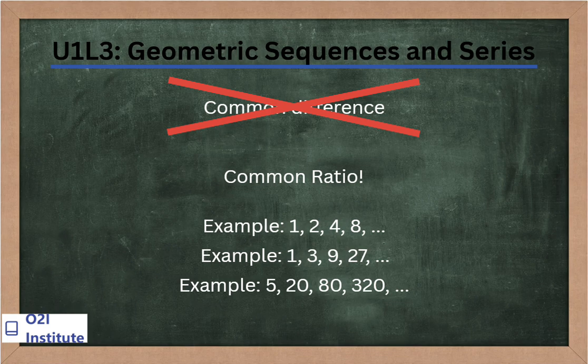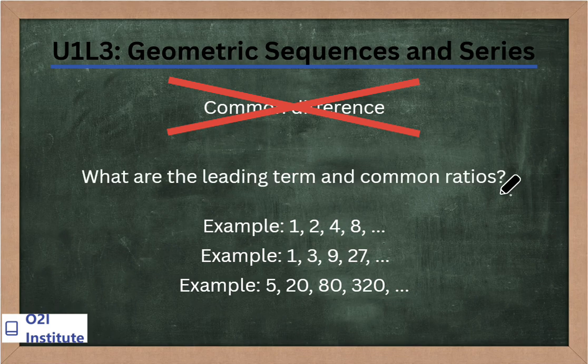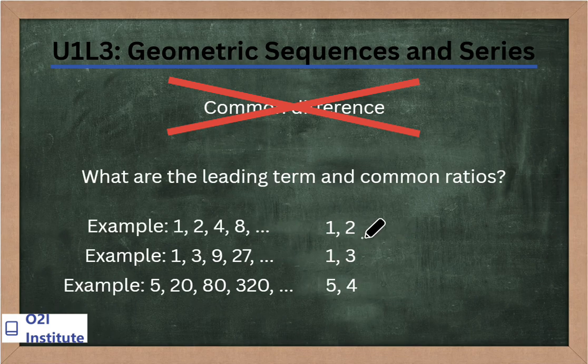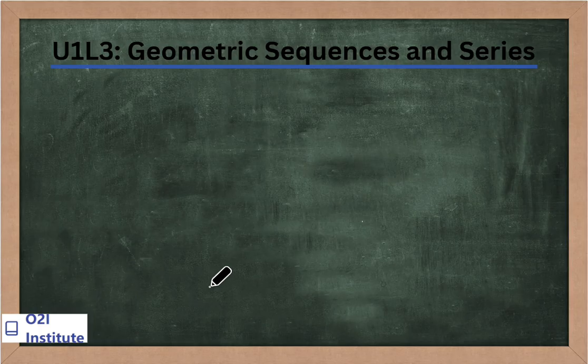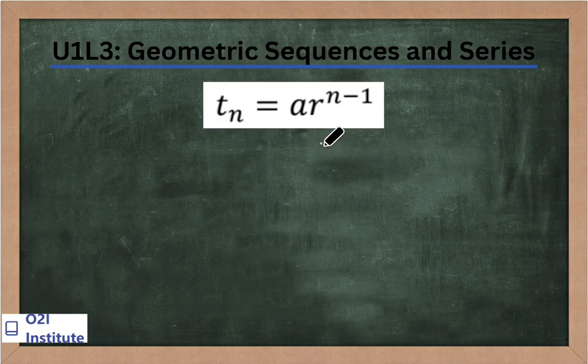Okay, so here are the answers. The common ratio of the second one is 3, and the common ratio of the third one is 4. And here are their leading terms, because they will both come in handy. So now let's get into the first formula. As we can see, A here is the leading term that we guessed would be used, and R here is the common ratio that is also being used.